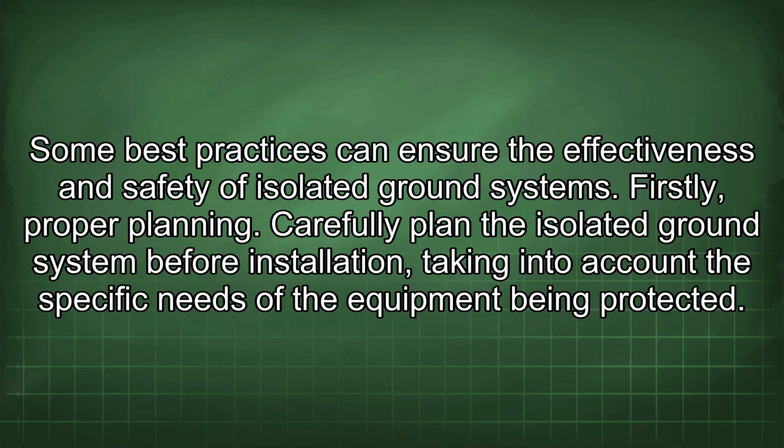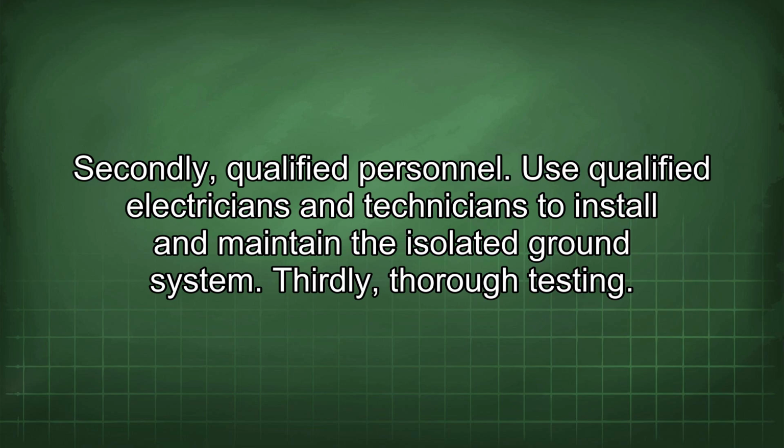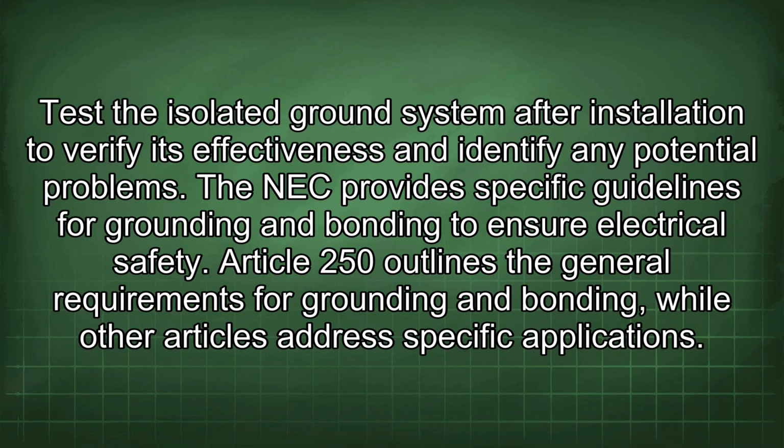Some best practices can ensure the effectiveness and safety of isolated ground systems. Firstly, proper planning. Carefully plan the isolated ground system before installation, taking into account the specific needs of the equipment being protected. Secondly, qualified personnel. Use qualified electricians and technicians to install and maintain the isolated ground system. Thirdly, thorough testing. Test the isolated ground system after installation to verify its effectiveness and identify any potential problems.